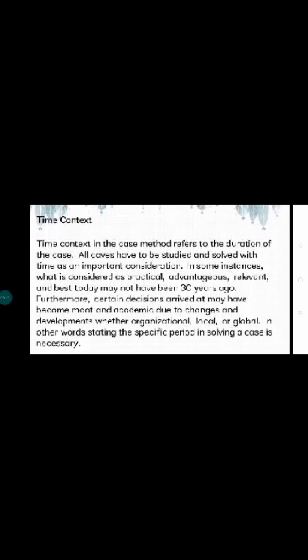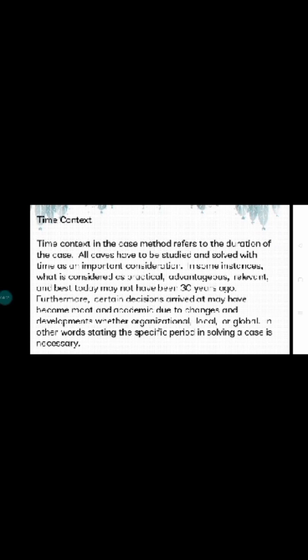Time context. Time context in the case method refers to the duration of the case. All cases have to be studied and solved with time as an important consideration. In some instances, what is considered practical, advantageous, relevant, and best today may not have been 30 years ago. Furthermore, certain decisions arrived at may have become moot and academic due to changes and developments, whether organizational, local, or global. In other words, stating the specific period in solving a case is necessary.